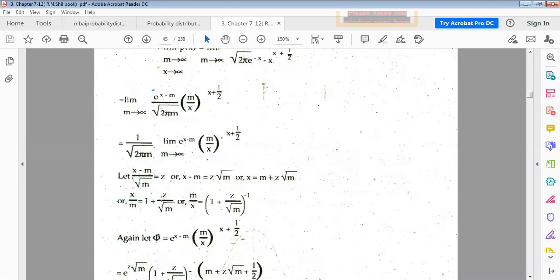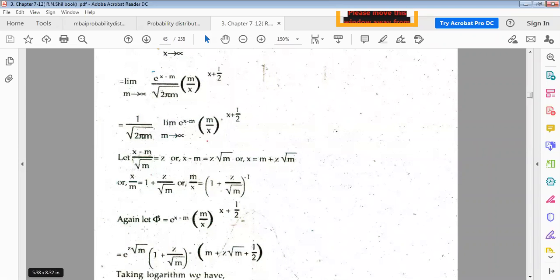We can write this equals 1 plus z divided by root m. Just taking the inverse, this is x by m, and this is m by x, that means inverting on both sides. And this inverse will be 1 plus z divided by root m whole to the power minus 1. Understand? Just taking the inverse on both sides.